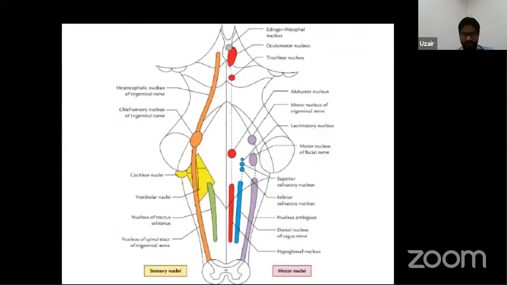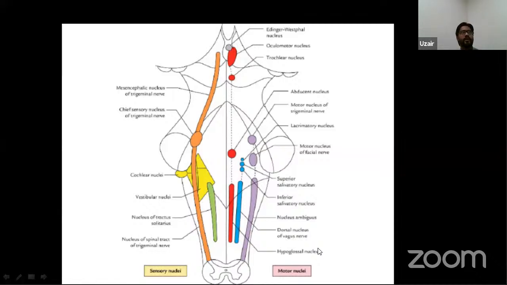Now this is again a view of a brainstem schematic diagram showing sensory nuclei on the left side and motor nuclei on the right side. So we can appreciate this one is the oculomotor nucleus denoted by red color. This is the trochlear nucleus. This one is the abducens nucleus, and this one is the hypoglossal nucleus.